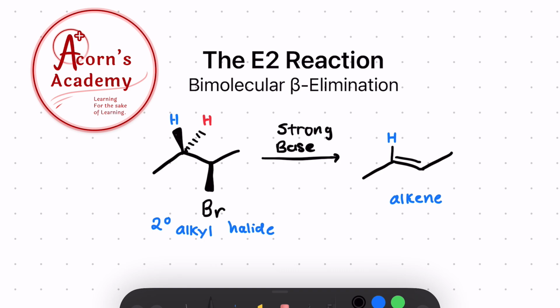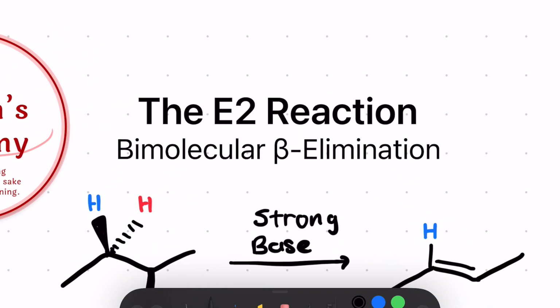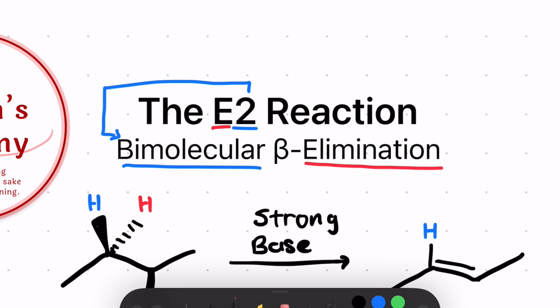So as always, we're going to start with the name, okay? The name E2. Now, as we go through this video, you will recognize that E2 and SN2 have a lot of similarities. The biggest of which is the fact that they both have this 2, right? So the 2, just like how in SN2 it meant bimolecular, it's the same situation with E2, okay? The 2 means bimolecular. The E here, correspondingly, means elimination, okay?